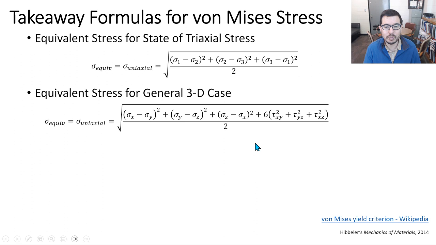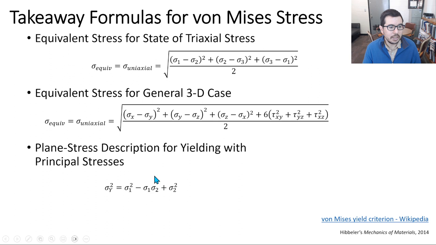And another thing is that if we go back and look at the state of planar or plane stress, right? So if we look at this equation right here and we square it, I get sigma y squared, and I have a sigma 1 minus sigma 2 squared. I have this sigma 2, I have this sigma 1. This is the equation you get when sigma 3 is equal to 0, and we have sigma y as our uniaxial stress.